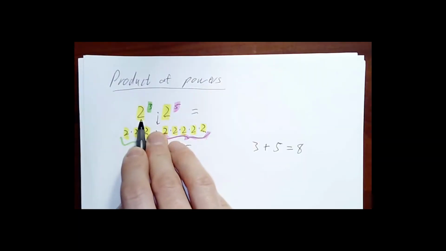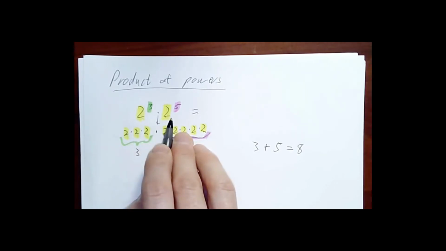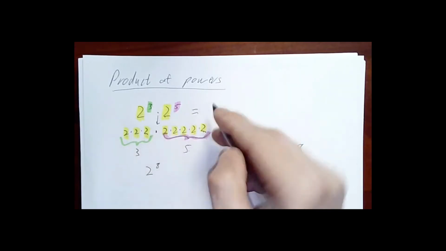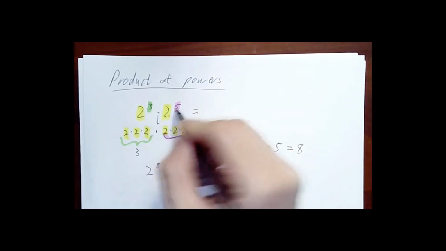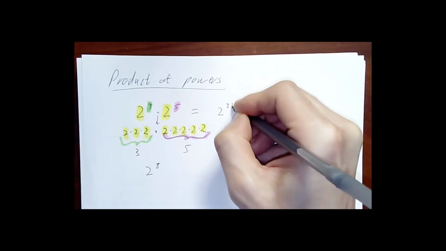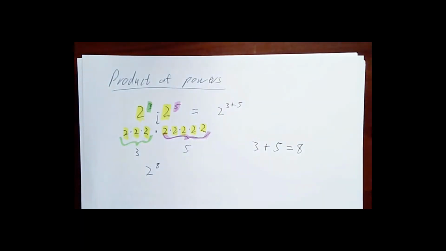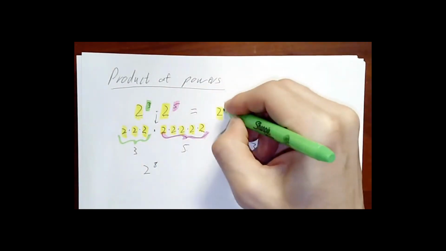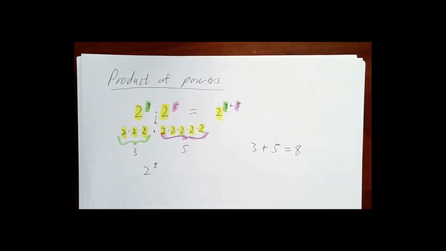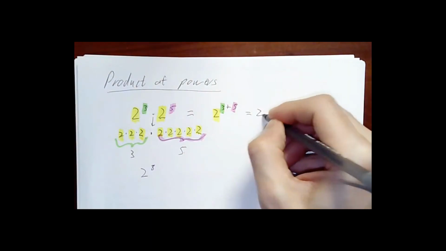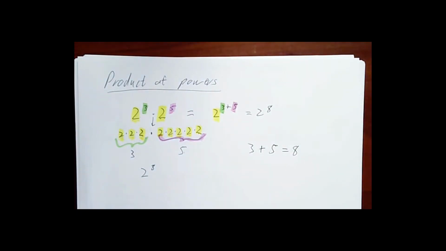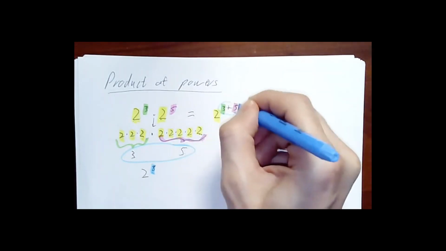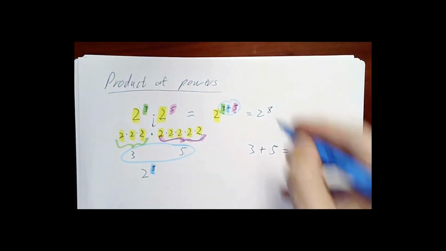The rule is this: if you have the same base with different exponents being multiplied together, you can add the exponents together. So we have here 2 to the third times 2 to the fifth is equal to 2 to the 3 plus 5. The base stays the same and my exponent becomes 3 plus 5. And then you can simplify that to 2 to the 8th power. So bringing that down here, 2 to the 8th power, we got that because we added those together.